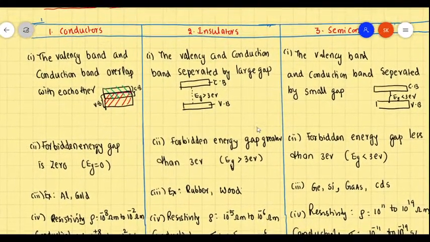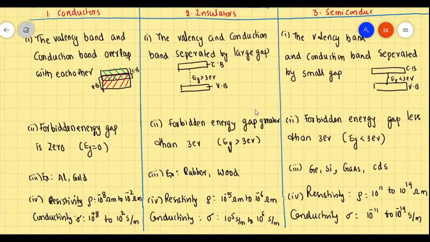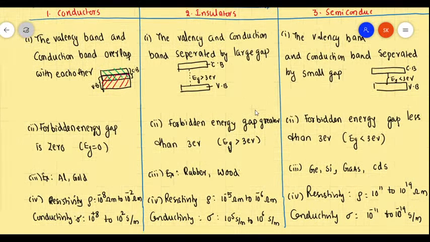Previously, based on electrical properties, we classified the solids into components. Now, based on band theory, how can we classify the solids into conductors, insulators, and semiconductors? Let us see, based on band theory, we have to explain.